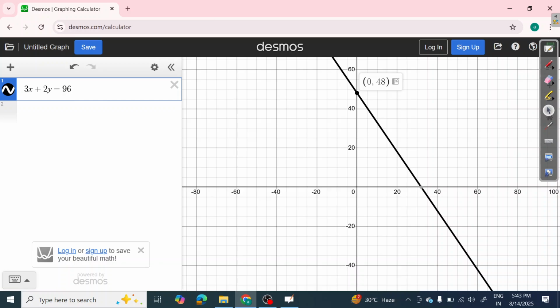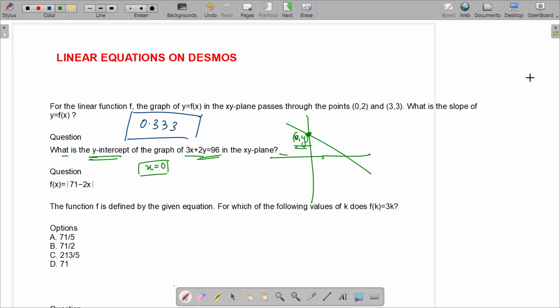Click on this point. You already got the coordinates. 48 will be your answer. Y-intercept is 48 in this case. So your answer will be 48. Any questions still here? Do let me know if there is any.